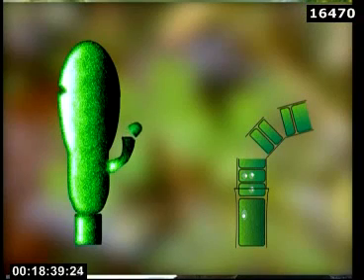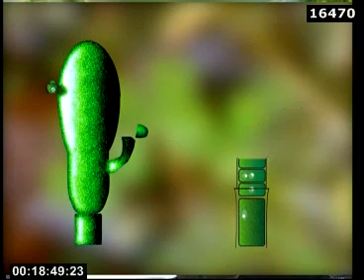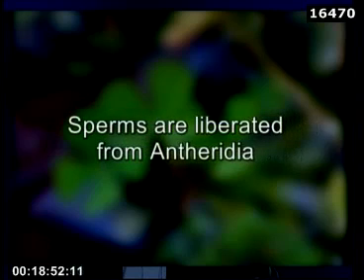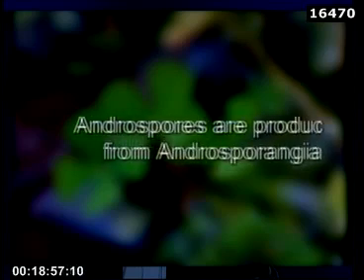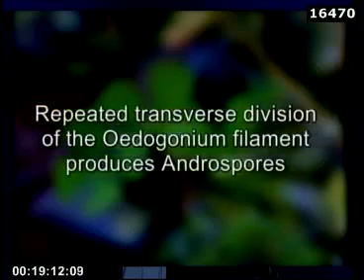At the apex of this small nannandrium, certain cells develop antheridia, and each antheridium divides transversely or vertically into two sperms. These sperms are liberated from these antheridia. The androspores are produced from the androsporangia and are just like zoospores, having a crown of flagella at the base of their beak. These androspores are produced from the main filament by the repeated transverse division of the oedogonium filament.